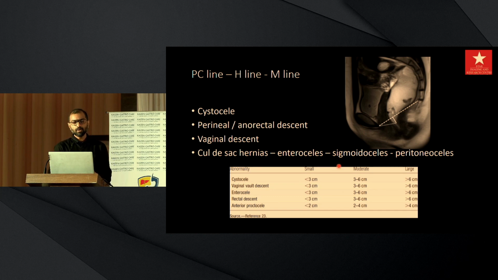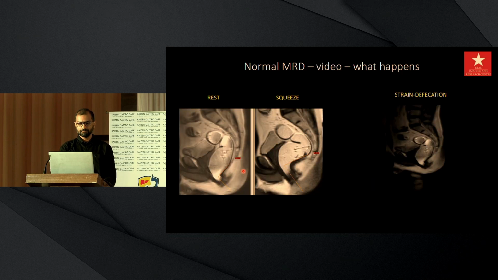So what MR defecogram would help us identify is the presence or absence of descent from the anterior, the middle and the posterior compartment, and we would give corresponding descriptions in terms of cystoceles or abnormal vaginal descents or abnormal uterine descents, abnormal anorectal or perineal descents, and presence or absence of any cul-de-sac hernias. Okay, so before coming to what is abnormal while doing an MR defecogram, let us identify what is normal.